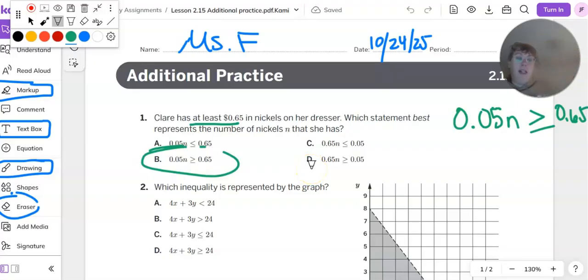After each problem, I'm going to be clearing my board and moving forward to the next one.